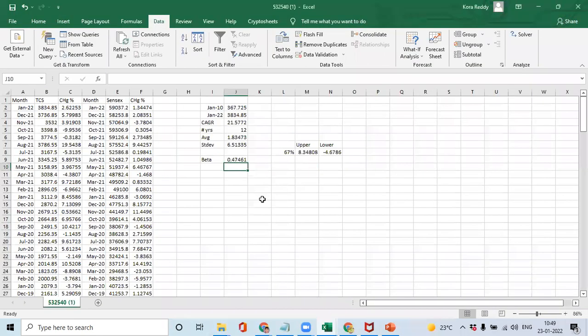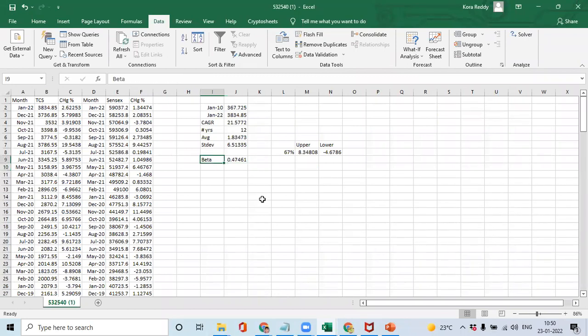All right, so we got some numbers. So what does it mean? What is the beta of TCS? 0.47. So for every 1 point of Sensex movement, TCS moves by a factor of 0.47. So if Sensex falls by 1%, your TCS falls by 0.47%. If Sensex goes up by 2%, how much does TCS move? 2 into 0.47, about 0.9% it goes up.